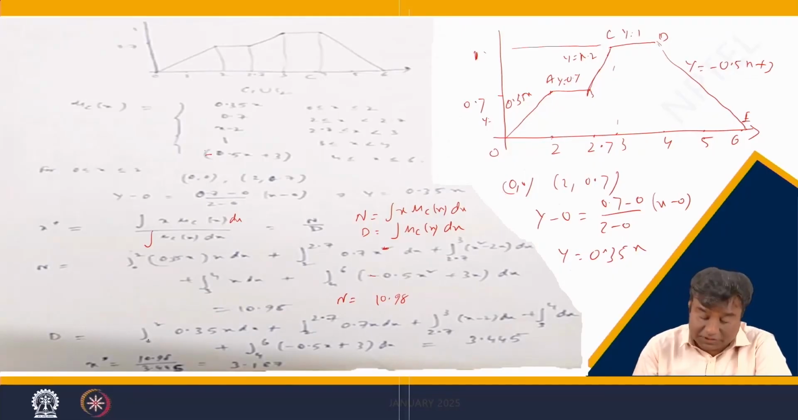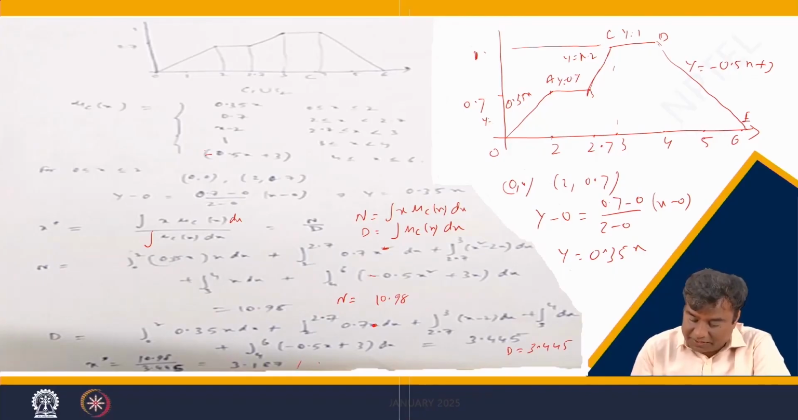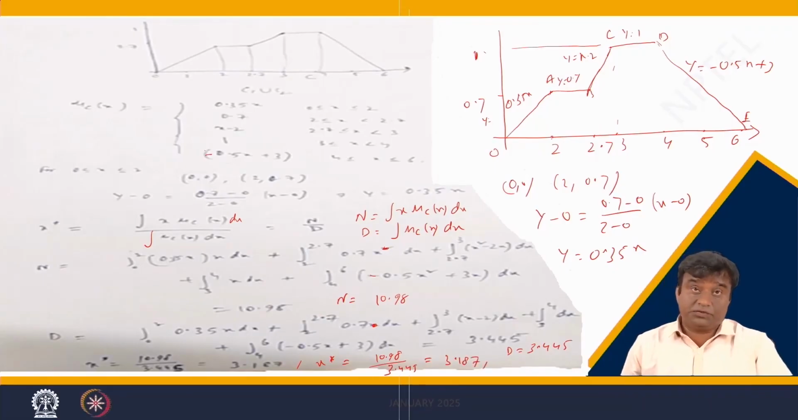Now the denominator is: 0 to 2, integration 0.35x dx; 2 to 2.7, 0.7 dx; 2.7 to 3, (x minus 2) dx; 3 to 4, only dx; then 4 to 6, (minus 0.5x plus 3) dx. So the denominator is 3.445. By using the center of gravity, the value of defuzzification x star is 10.98 divided by 3.445, that is basically 3.187. I hope you have understood these things.